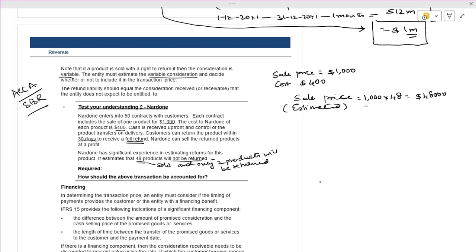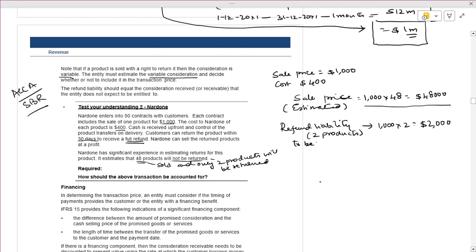Fine. Now what we have to think about is the refund liability. We have to take into consideration the refund liability with respect to Norton. The refund liability relates to two products, the estimated two products to be returned. 1,000 times 2 comes to 2,000. That shall be recognized. Refund liability to be recognized.